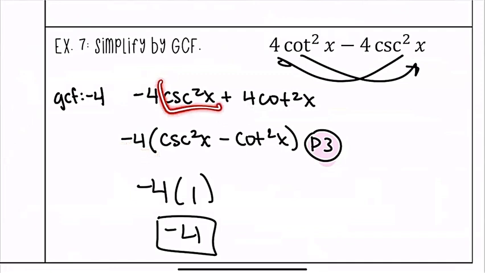That gives me cosecant squared here. And then this +4 divided by -4 is -1. That's where that negative sign comes from right there. And then, according to P3, cosecant squared minus cotangent squared is actually equivalent to 1. And then -4 times 1 is -4.